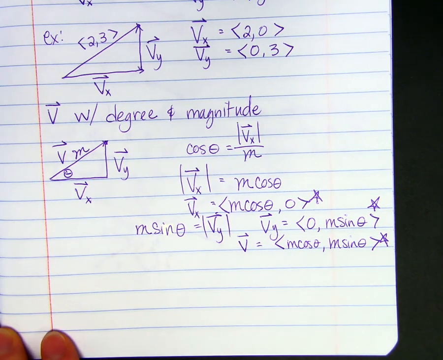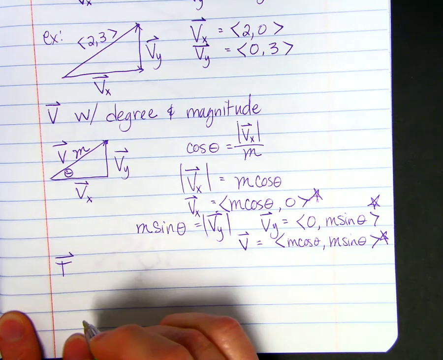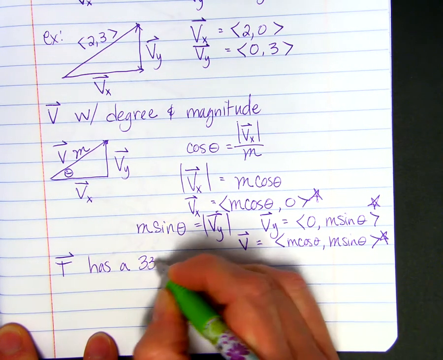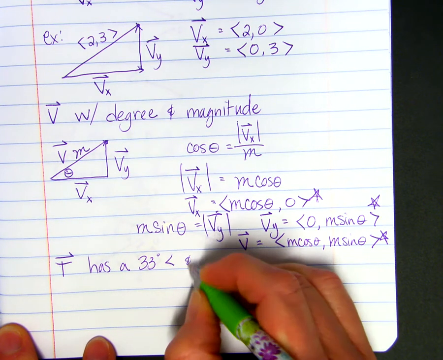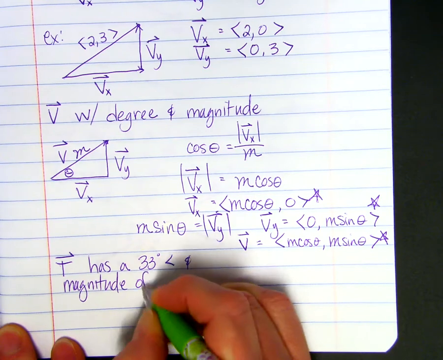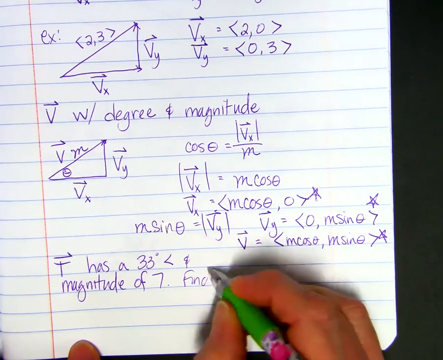So here's an example of a problem that you might see. So we have vector t has a 33-degree angle and a magnitude of 7. Find the vector in component form.